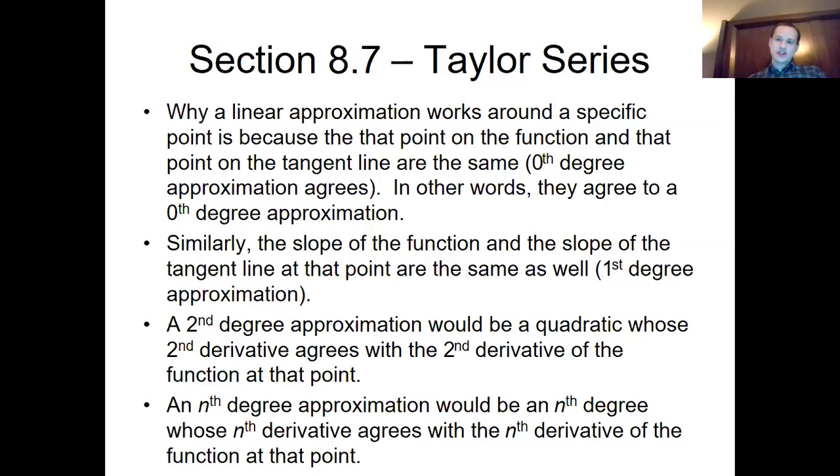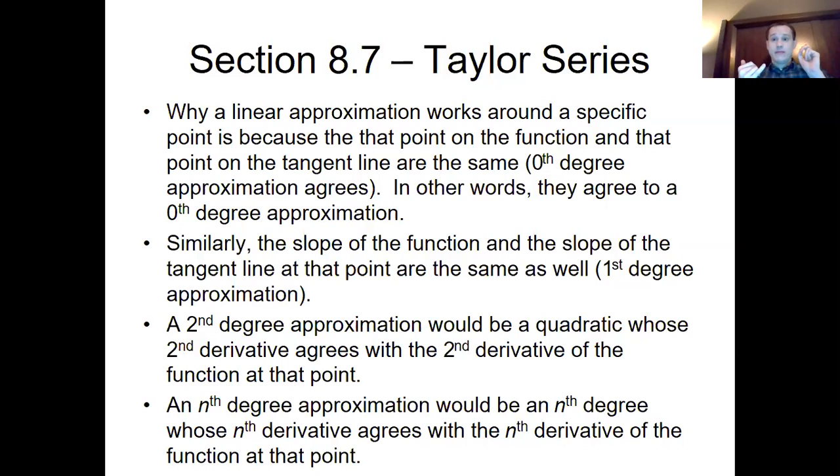If I want a 3rd degree approximation, a cubic approximation, I would want the 3rd derivative of my cubic at that point to be the same as the 3rd derivative of my function at that point. I would also want the 4th derivative of my function to match the 4th derivative of my polynomial approximation, and so on and so forth. I would want the 77th degree polynomial, I would want the 77th derivative of that at the point to match the 77th derivative of my function at that point. So we want our approximation and our function to match with all their derivatives.